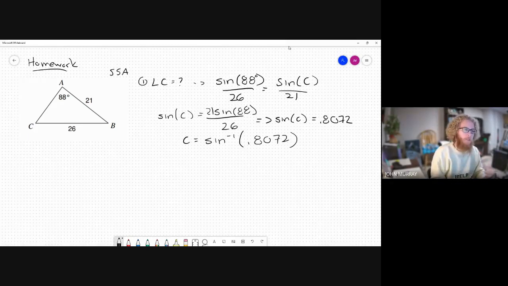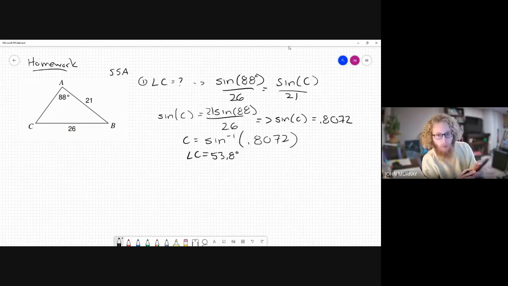So plugging in the answer, we get angle C is equal to 53.8. For degrees, we usually only need 1 decimal point. Just to compare, if I took the inverse sine of 0.8072, the rounded number, we get 53.82, right? So the more decimal points you use for inverse trig, the more accurate you are. So we just found our angle C is 53.8 degrees.